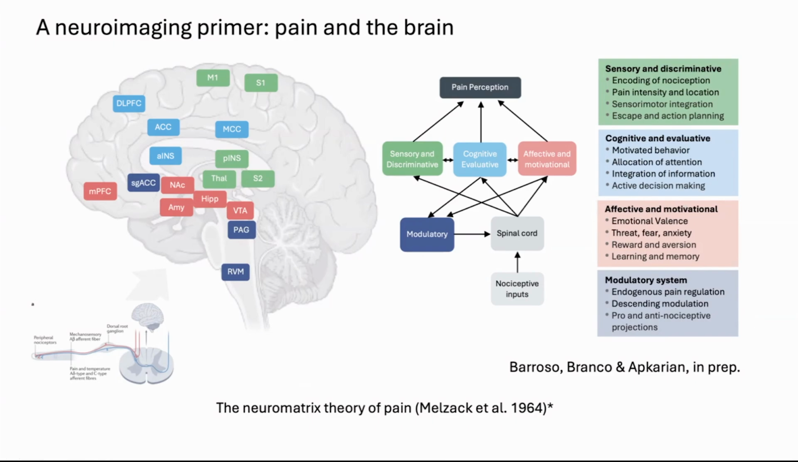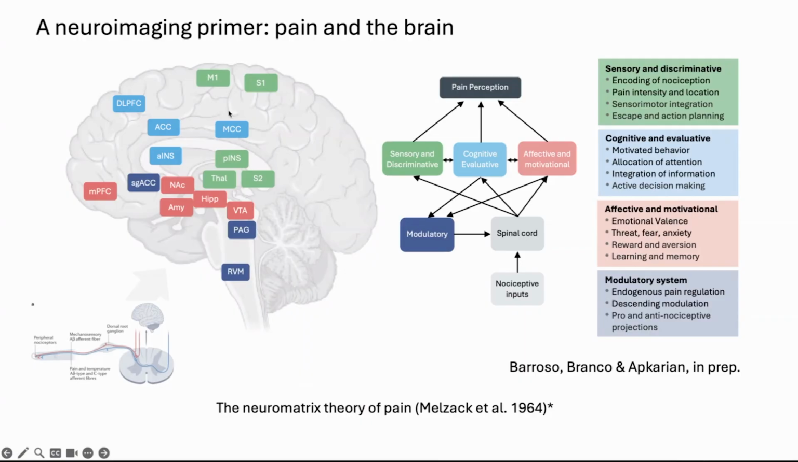Now, I'm sure you are aware that the brain is an incredibly complex organ, and it's quite hard to summarize. To make sense of it in the context of pain, I've chosen to discuss it using a classic theory, the neuromatrix theory of pain by Ronald Melzack. This theory argues that the brain performs three key computations with the nociceptive information it receives, and it can be summarized into some domains.